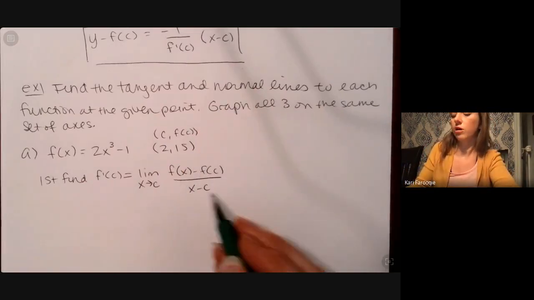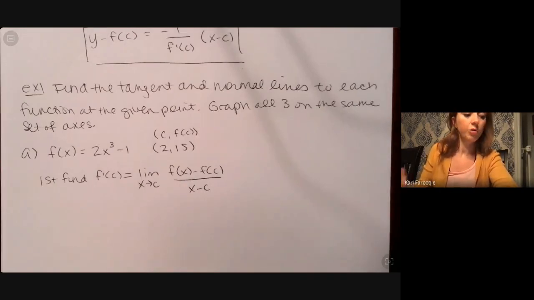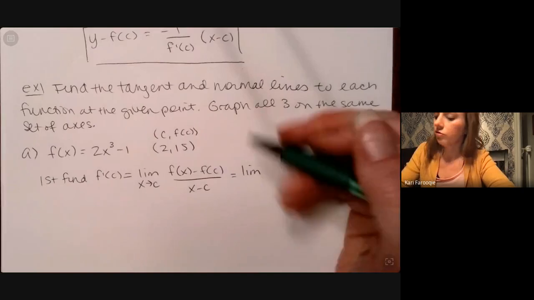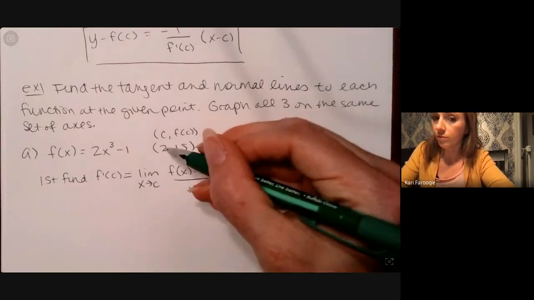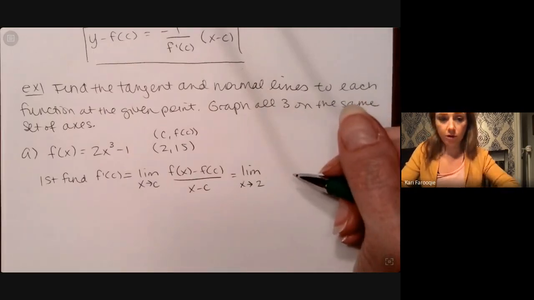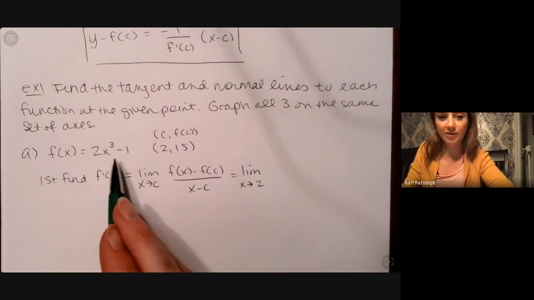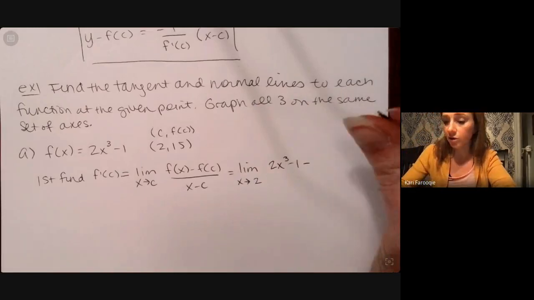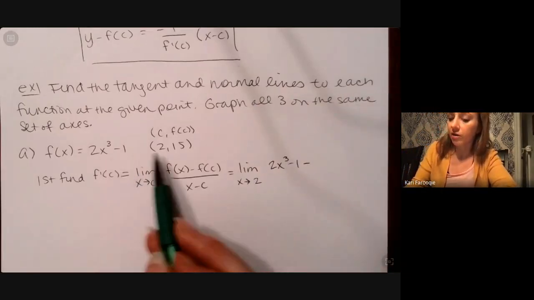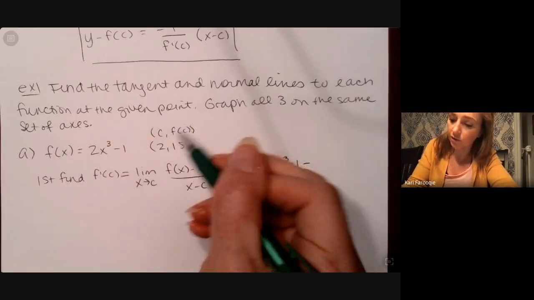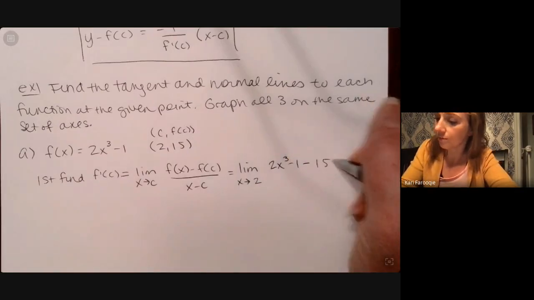Okay, so the change in y over the change in x. And we're going to just fill all this in. My c is 2 right here. So I'm going to send x off to 2. And I'm going to take my f of x. f of x is 2x cubed minus 1, minus f of c. f of c is just f of 2. If you want to find f of 2, I already gave it to you, actually. f of c is 15, never mind. Already gave you that.